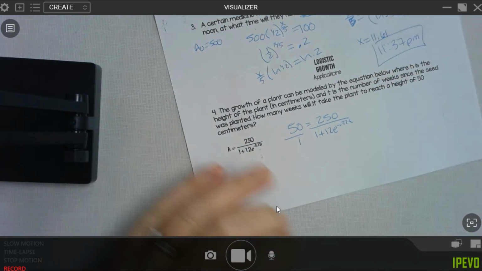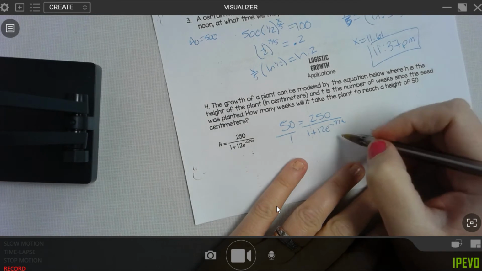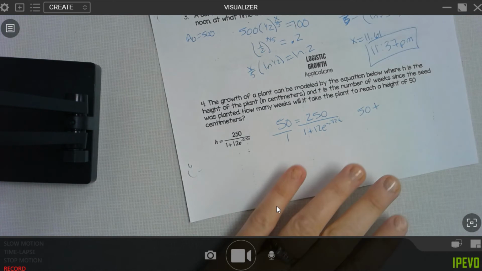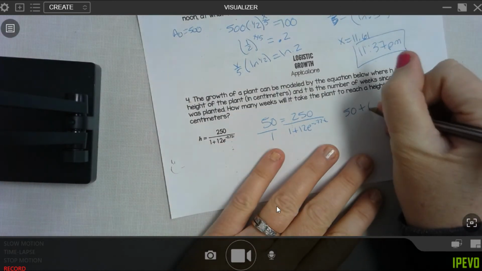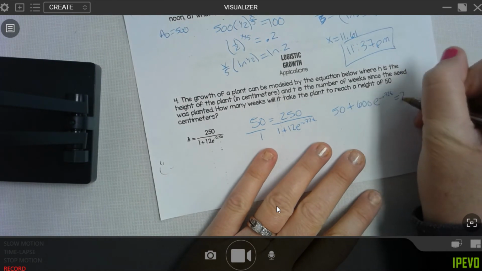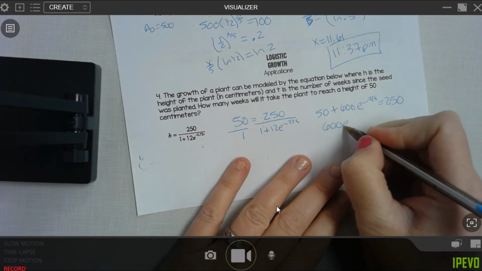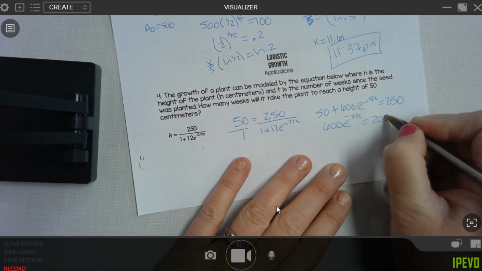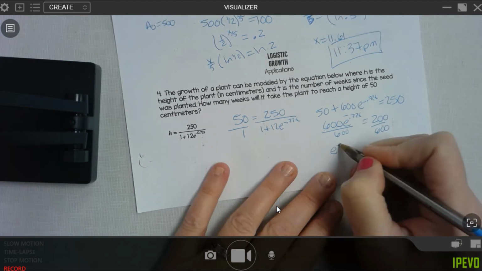So put the 50 right here. So we're going to treat this as a fraction, so cross multiply these. And then I'm just going to go ahead and multiply these out. So subtract over my 50. Divide my 600. Gives me a third.